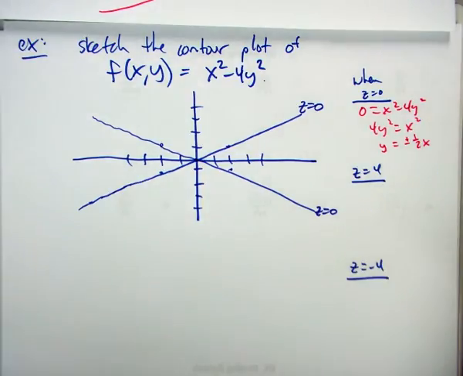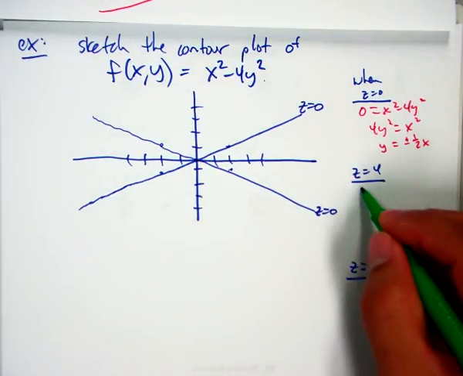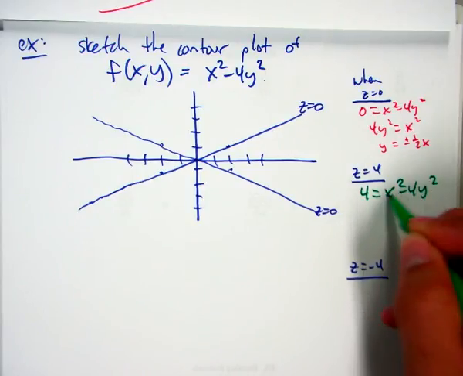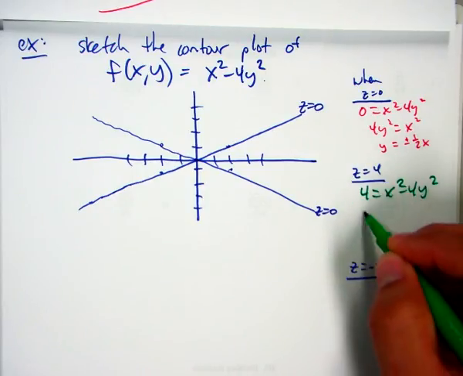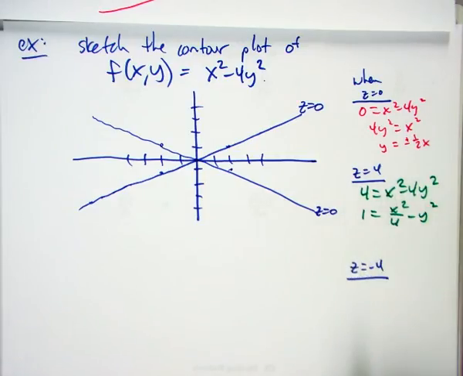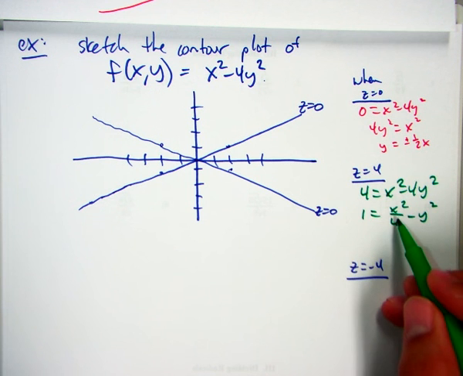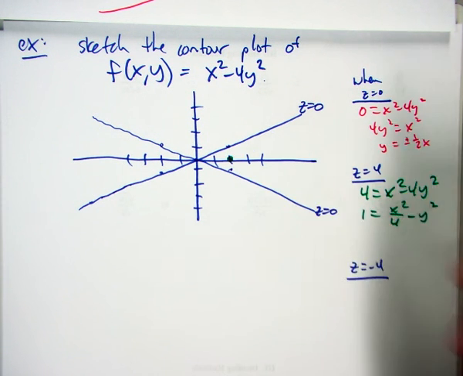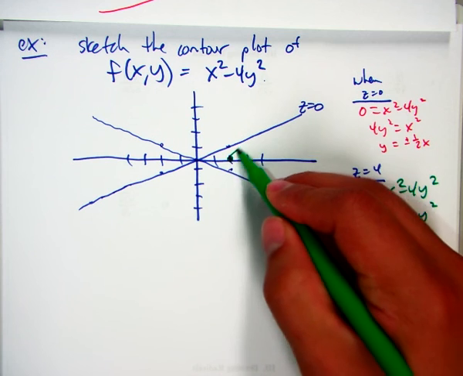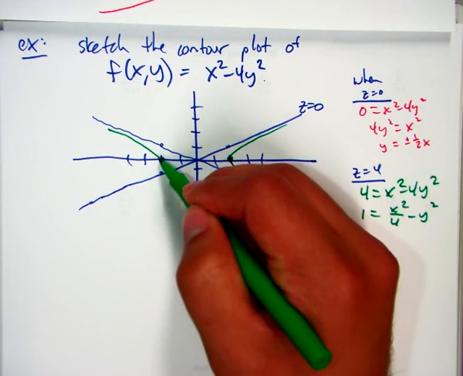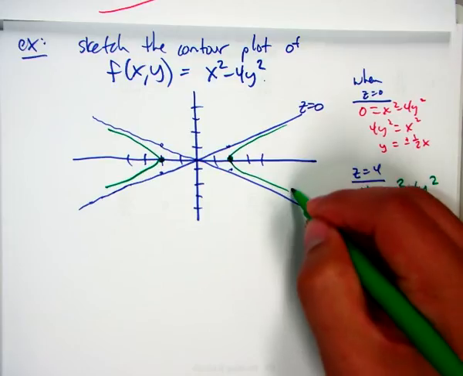And then for z equals 4, if you divide by 4, you get a hyperbola. Okay? It opens in the x direction. We're going to go out 2 for the vertices. We're going to have something like that. So this is where z equals 4.